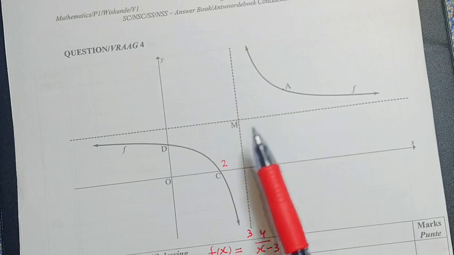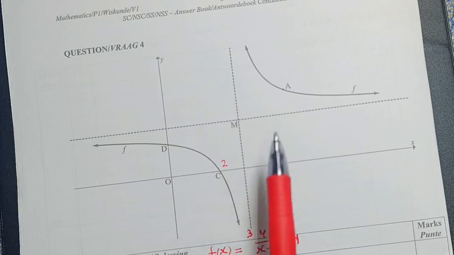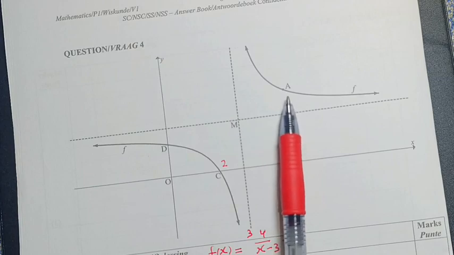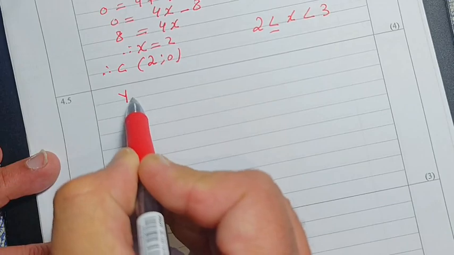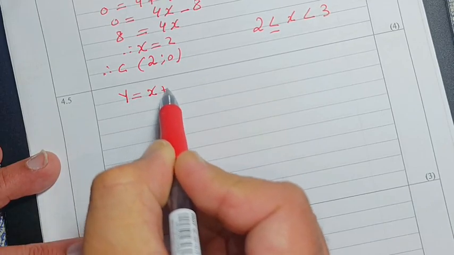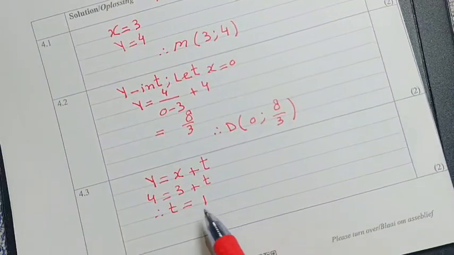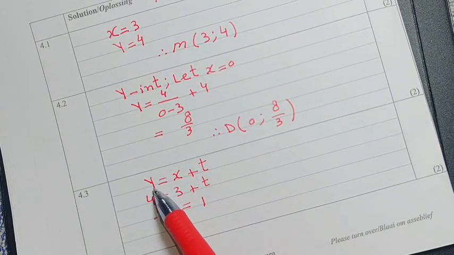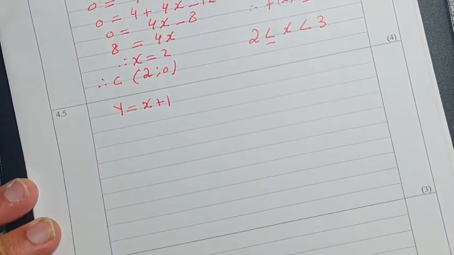So I'm going to equate the equation of the axis of symmetry and the equation of f of x. Then I will find the coordinates of A. Have a look. Remember, earlier we found t is 1. So the axis of symmetry is going to be y equals x plus 1.